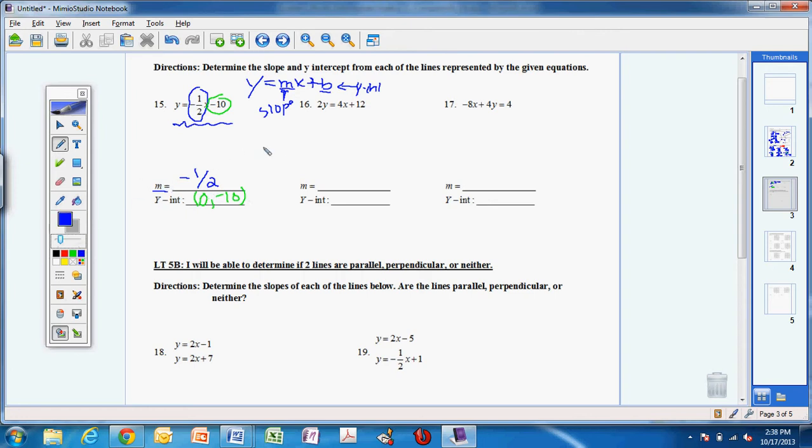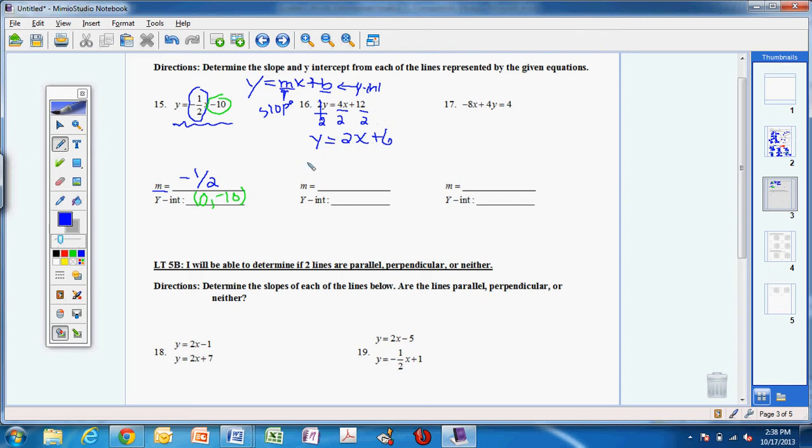Moving on, what's different between 15 and 16 is that 16 is not in slope-intercept form. So in order to get there, I need to get y by itself. I'm going to divide everything by 2. In this case, guys, the 2's are going to cancel, so that's just 1. 4 divided by 2 is going to be 2x. And then 12 divided by 2 is a positive 6.